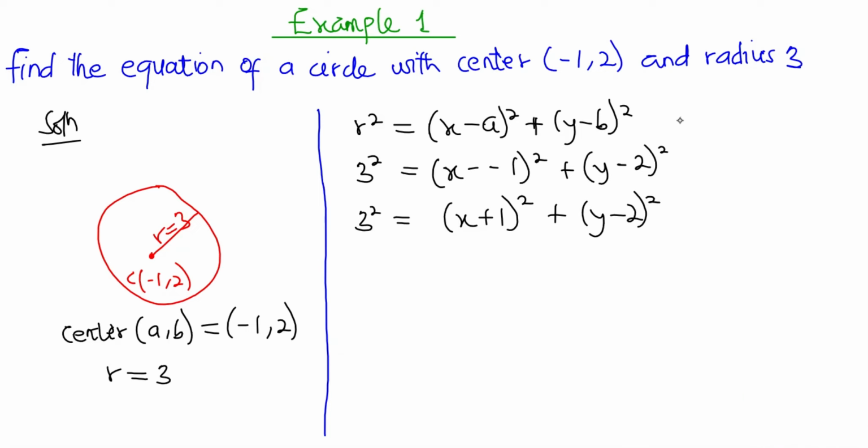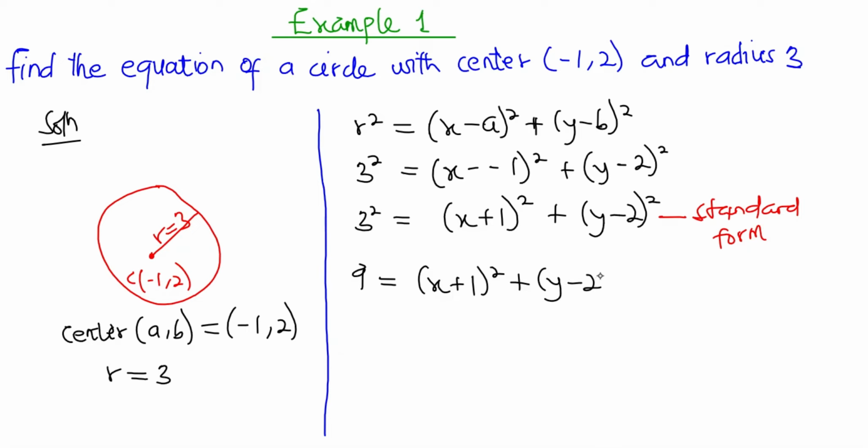Now this is what we call the standard form of the equation of a circle. Now it doesn't end here. Questions like this demand us to simplify the standard form to the general form. So by continuing, we are going to have 9 equal to (x plus 1) squared plus (y plus 2) squared.